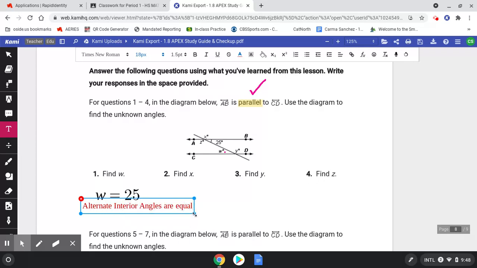Ms. Sanchez, do I really have to write the reason below it? Yep, only if you want the points.